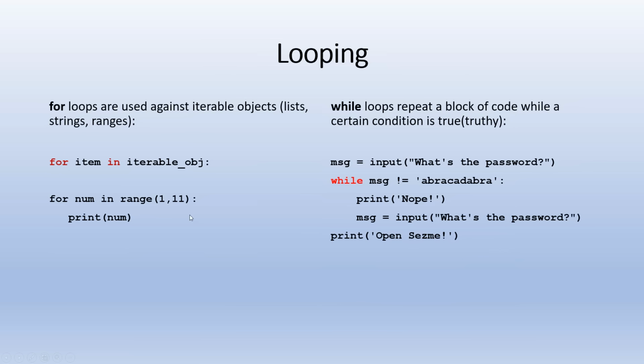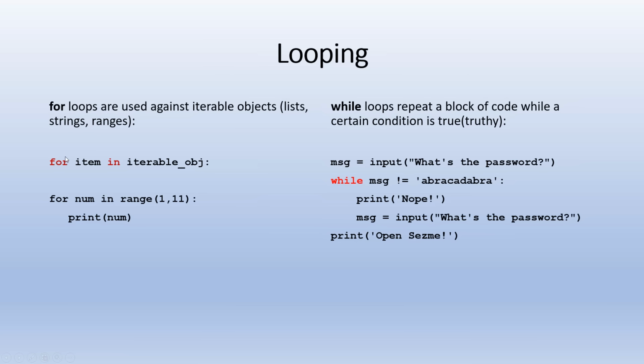Looping. I actually had loops in the previous section, but I didn't really get into the why and the wherefore of it, so we're going to do that now. For iterable objects like lists, strings, and ranges, you can run a for loop against it that allows you to do a thing against that iterable object.